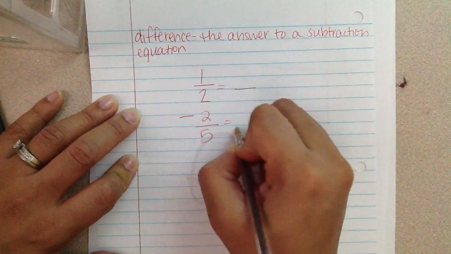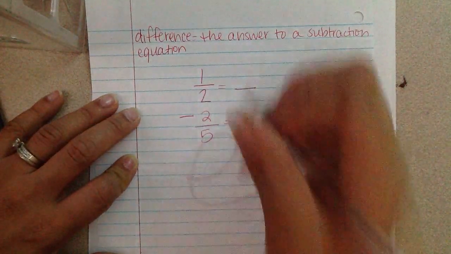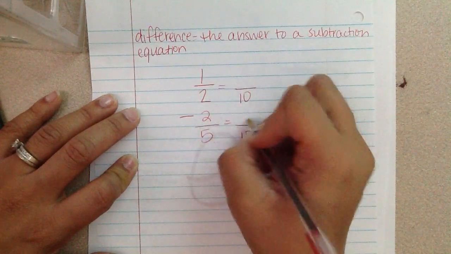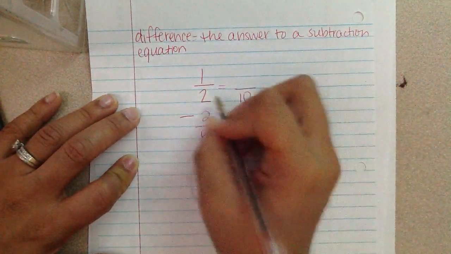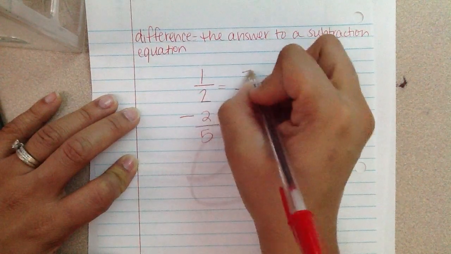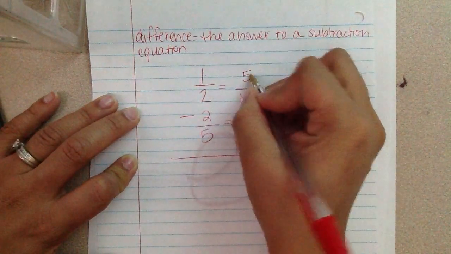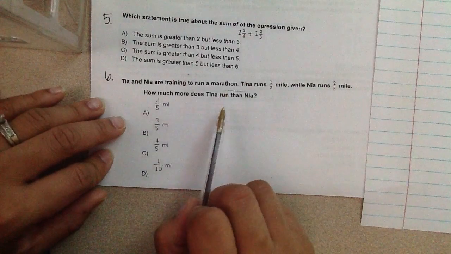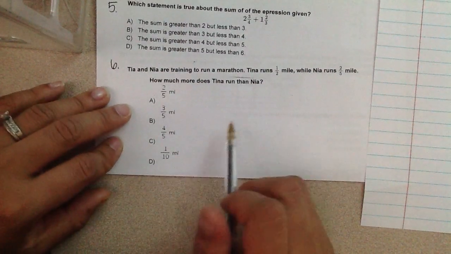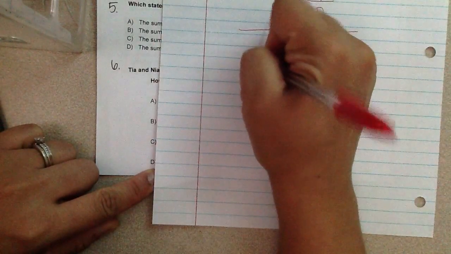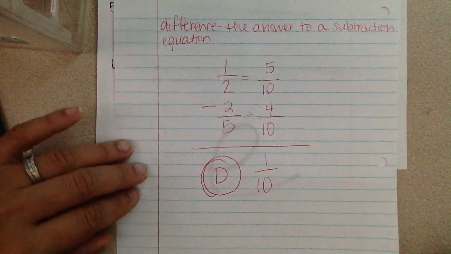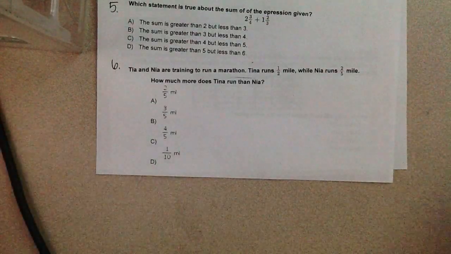They don't share a denominator, so I have to change my denominator to 10. I said 5 times 2 to get 10, so I'm going to do 2 times 2 to get my new numerator up here, and that's 4. 2 times 5 to get 10, so I'm going to do 1 times 5 here, and that's 5. 5 minus 4 is 1/10. So that means that Tia runs 1/10 more miles than Nia. So my best answer choice here is D, 1/10. I'm going to move on to number 7.